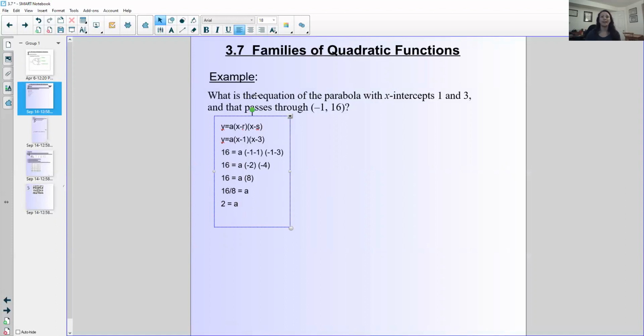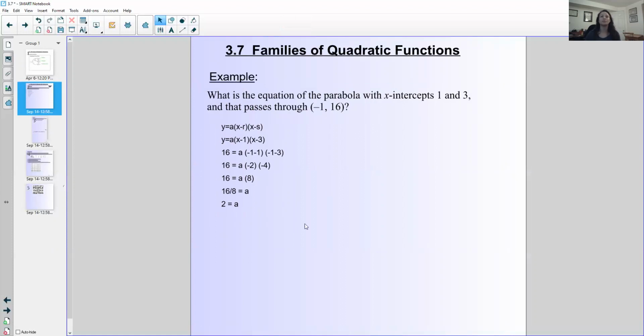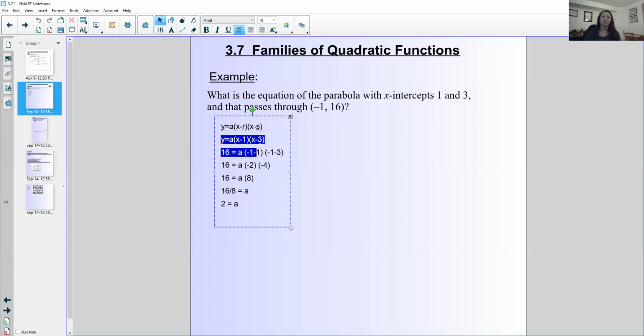Now, the question asked you to write the equation, so we still have to finish up our question. I'm going to take my factored form of an equation. There it is, factored form. My roots would be 1 and 3, so it becomes -1 and -3, and my a value is now 2.